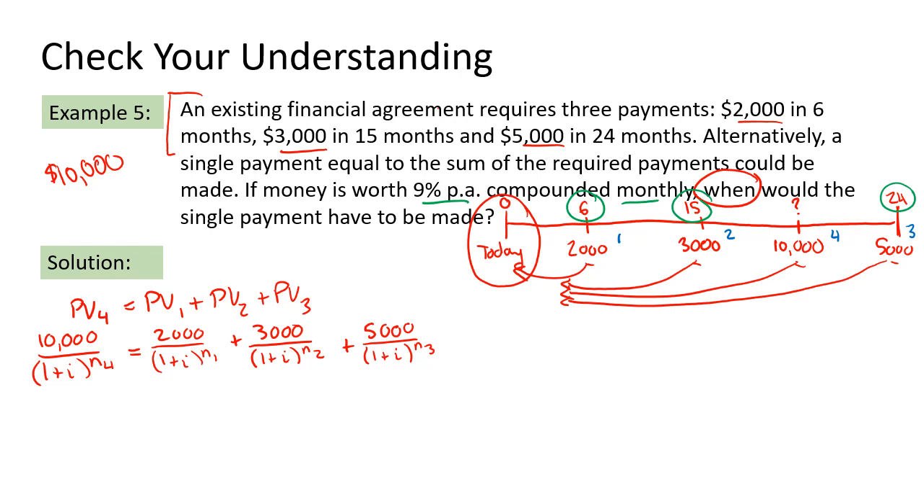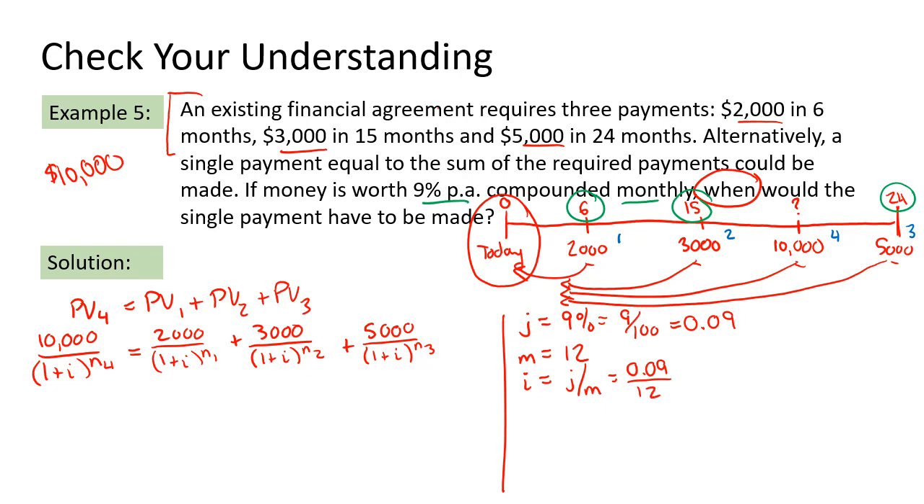So I'm going to just use the right-hand side here, and I'm going to figure out what do we know. Well, we know that our nominal interest rate is 9%, which is 9 divided by 100, removing the percentage sign, which is 0.09. We know our number of compounding periods per year, M, is 12 because it's given as monthly. So our periodic interest rate, I, is J divided by M, which is 0.09 divided by 12, or 0.0075.